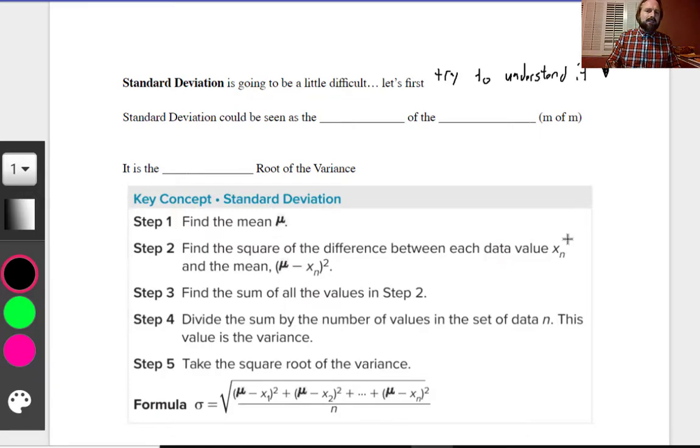Let's put a little exclamation mark. Maybe put a happy face. Go ahead and put a star if you want to as well.